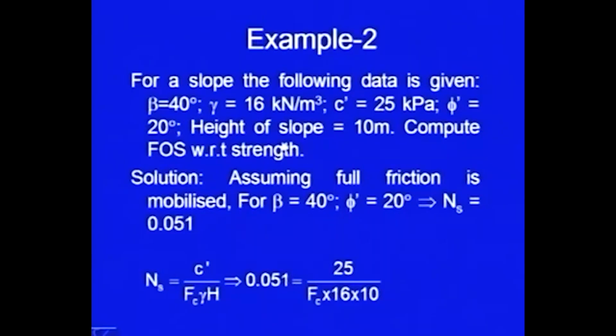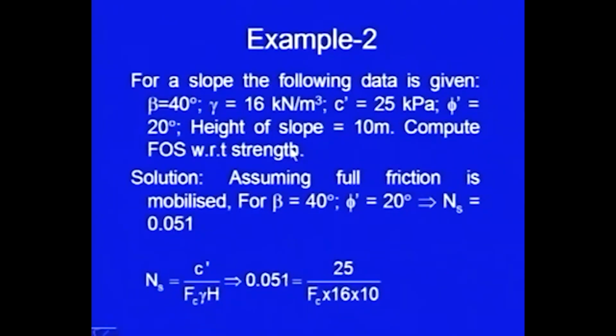Let us have one more example. For a slope the following data is available. Here the slope angle is 40 degree, gamma is 16 kilonewton per meter cube, C dash is 25 kPa, phi dash is 20 degree, height of slope is given in this case, it is 10 meter, and we have to compute factor of safety with respect to strength.